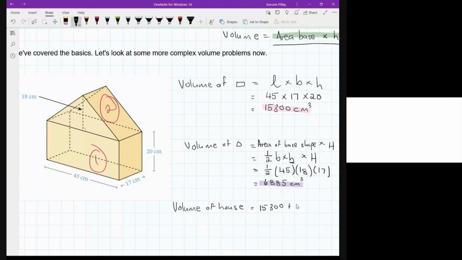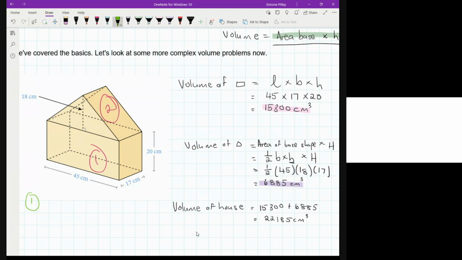15,300 plus 6,885. Tell me what we're getting there. You are correct. We get 22,185 centimeters cubed. Centimeters cubed. Thank you very much for answering that one with us.